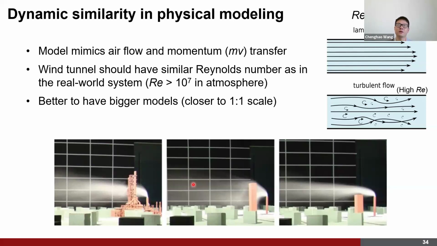So where are we? Okay, a rule of thumb is that we need to make sure the flow in a wind tunnel has a similar Reynolds number as in the real atmosphere. If you think about how Reynolds number is defined, if we reduce the length scale L in this equation, and the denominator here is viscosity, which is basically constant, we must have a much higher wind velocity so that the Reynolds number is close to what we have in the real atmosphere, which is about 10 to the power of 7. This is also why it is better to have a bigger scale model in a wind tunnel, so that we don't need to increase the wind speed so much.